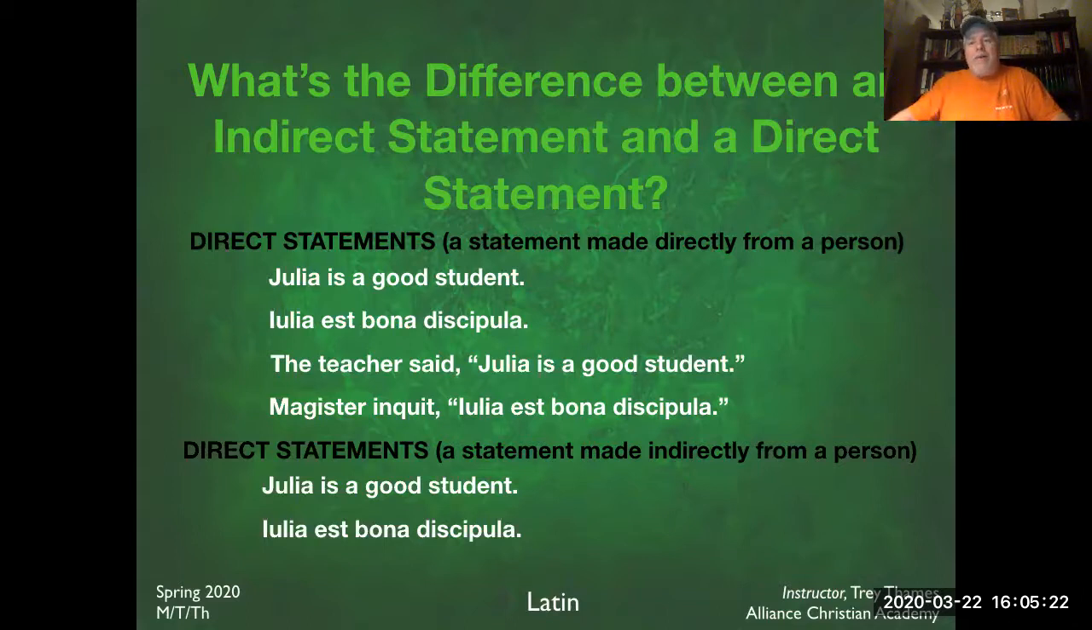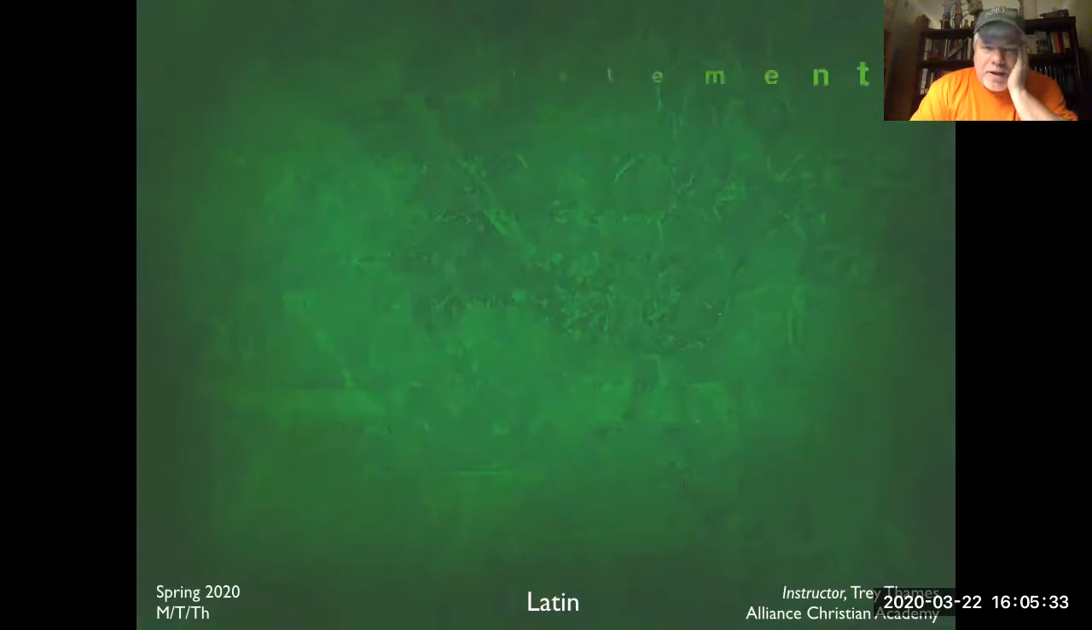So in English, you add that. It's not in the Latin. There's no that. In Latin, you add it. And that's the best way to explain the indirect statement. So let's look at a couple examples here. I'm gonna help you out here.